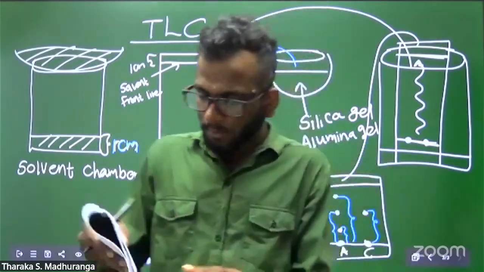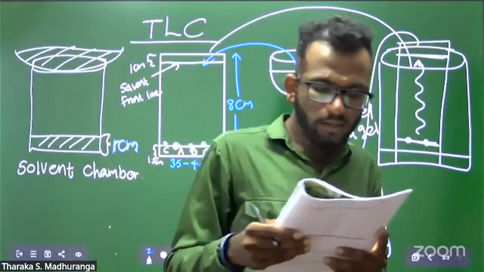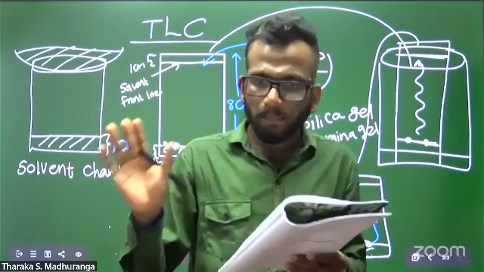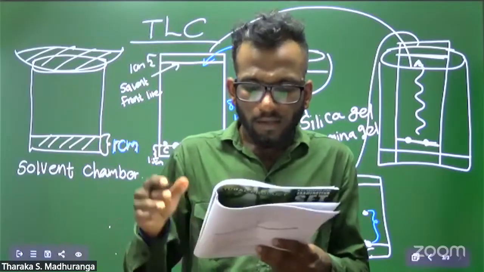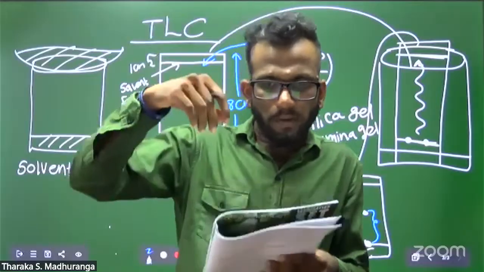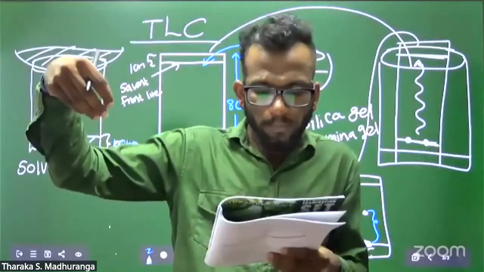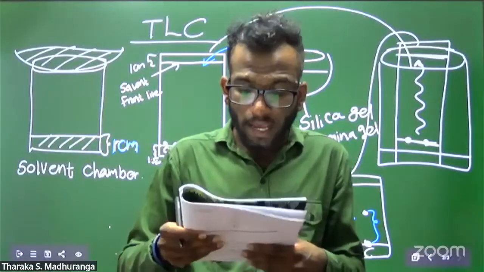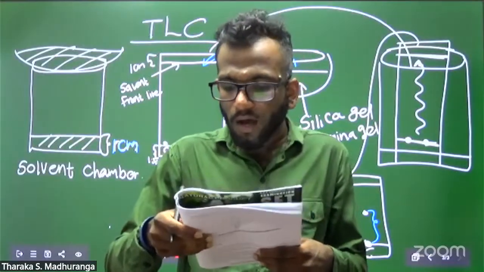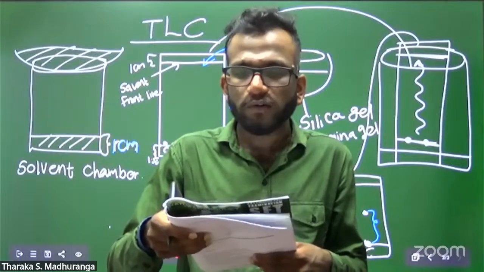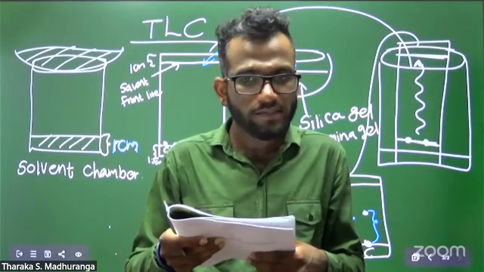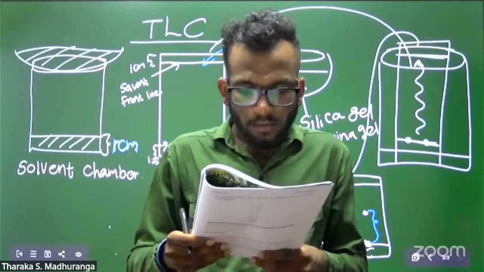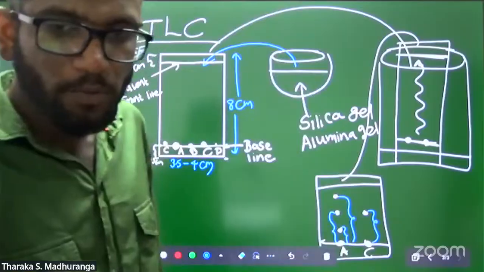Okay, on page number 14, I have given a figure showing how to prepare a TLC plate, thin layer chromatography plate, and how we place the plate in the solvent chamber. After that, it shows how compounds appear after visualizing. Okay, that's the thin layer chromatography.